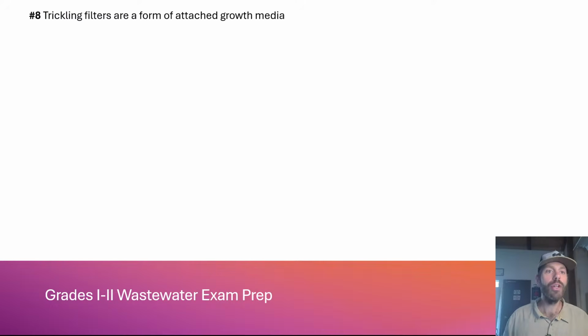Number 8, trickling filters are a form of attached growth media. This is true. Attached growth. Suspended growth media would be activated sludge. Trickling filters have biofilm that grows on the media. So something to be aware of if you're asked about it.